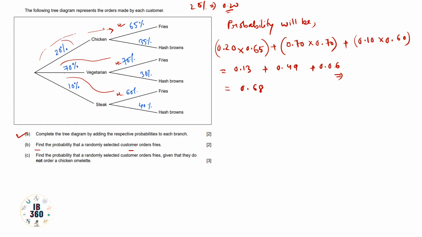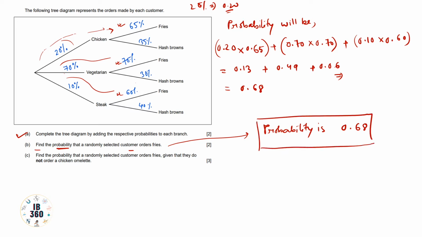So the question: find the probability that a randomly selected customer orders fries. This probability is 0.68. So this is the answer. The probability is 0.68. Okay, now we will move towards the third question.